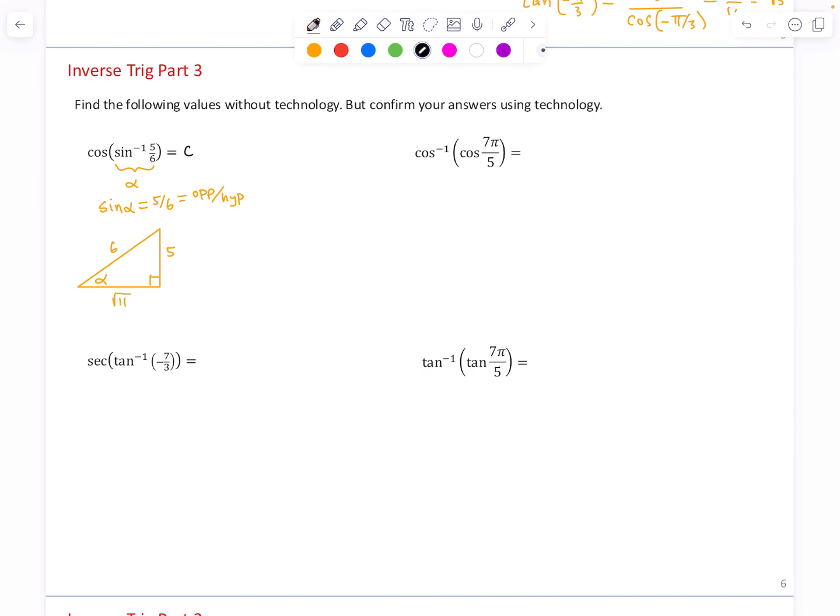So now we are trying to find the cosine of this same angle. Using our reference triangle, we can say that the cosine of this angle must be the adjacent divided by the hypotenuse. And we get radical 11 over 6.